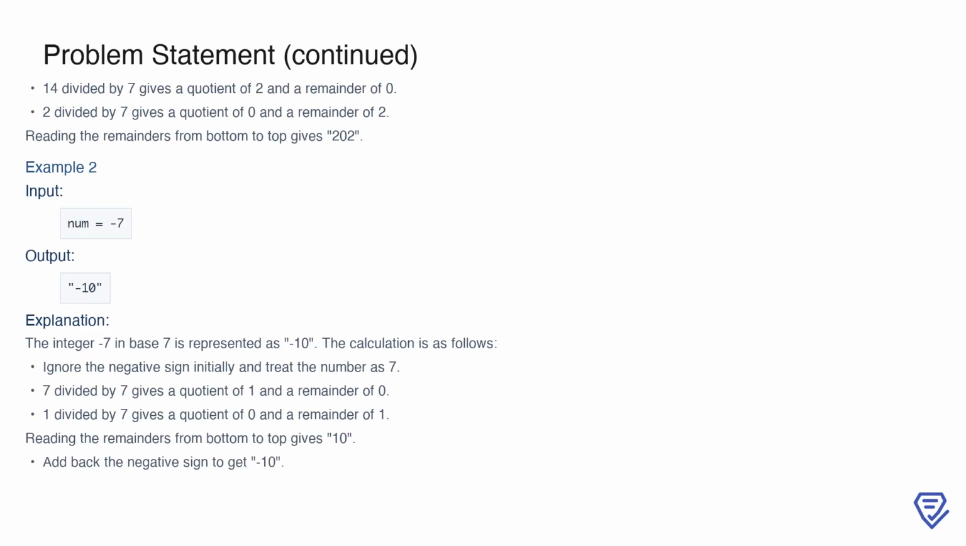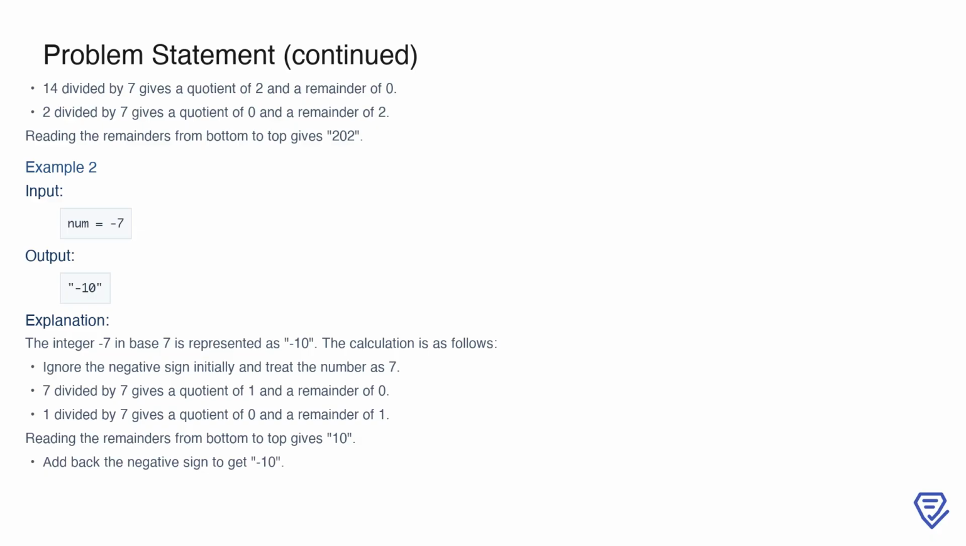Continuing the calculation from the previous example, we take the quotient of 14 and divide it by 7. This gives us a new quotient of 2 and another remainder of 0. Finally, we divide 2 by 7, which results in a quotient of 0 and a remainder of 2. When we read the remainders from bottom to top, we get 202, which is the base 7 representation of 100.